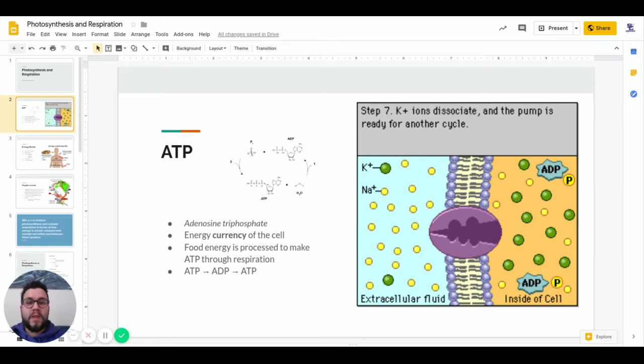Let's review with ATP. ATP is that energy currency molecule that we needed to do active transport. If we need to move something against the concentration gradient, if we need to force something somewhere, we needed ATP to do that. ATP is what we're going to process our food through respiration to make.